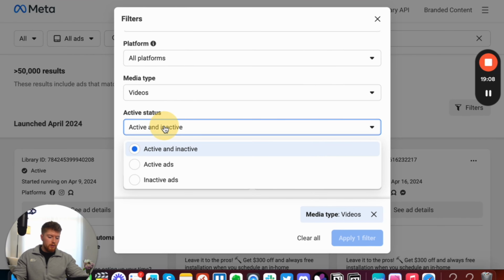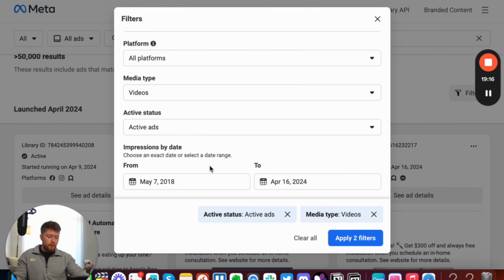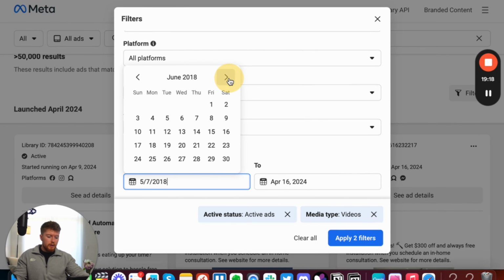The other thing that we can look at is active or inactive. I personally would rather search for active ads, because if people are spending money on ads, most likely it's profitable and performing for them. I also like to switch the time frame to a more relevant time frame.